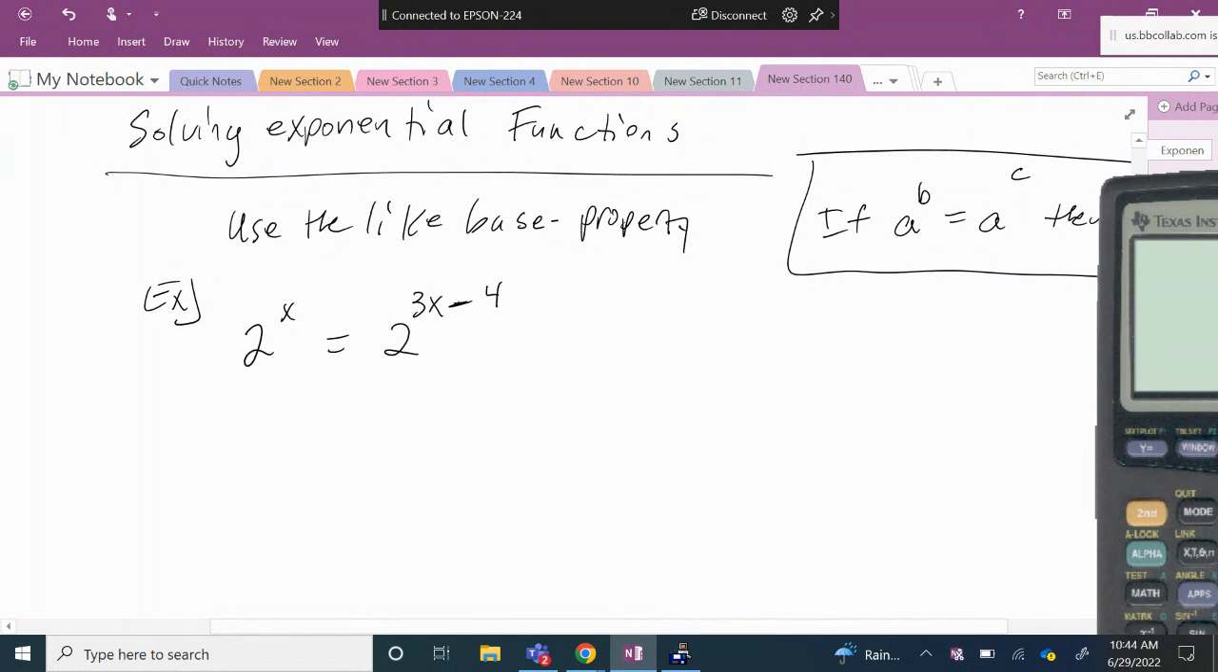Notice that this is an exponential equation because it contains an equal sign, and notice that the variables are in the exponent area. The like base property says if we have like bases, and both of these exponential expressions have a base of 2, we can drop the base and set the exponents equal. So I can write this as x is equal to 3x minus 4. We have switched this from an exponential equation to an algebraic equation, and now we can just solve it for x.